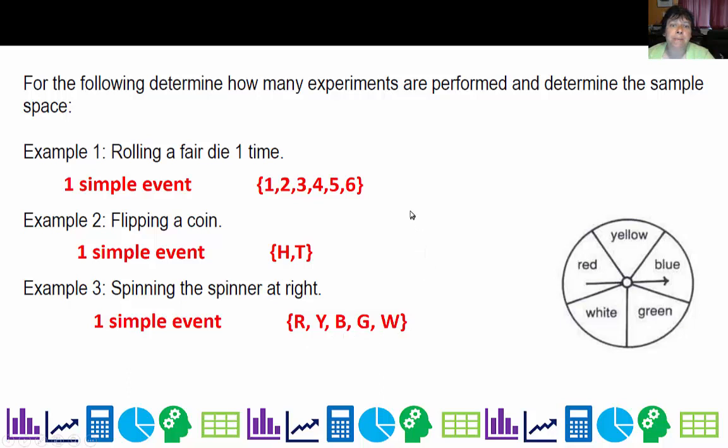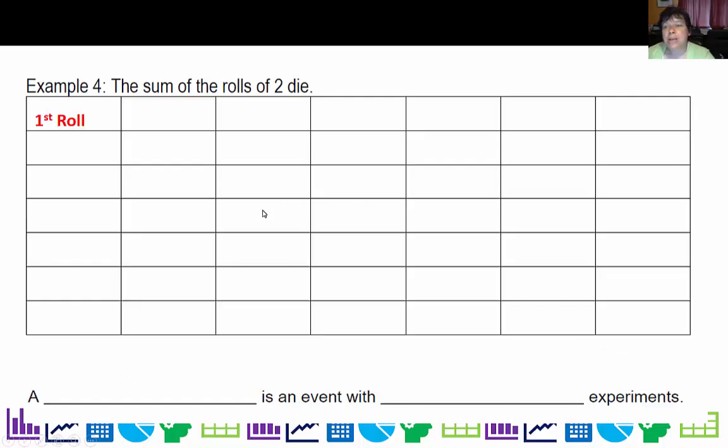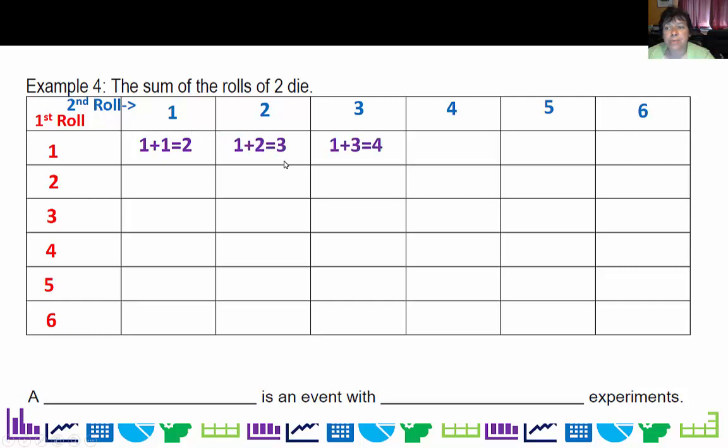Now let's go ahead and look at the sum of the rolls of two die. So on the first roll, I could roll a 1, 2, 3, 4, 5, or 6. And on the second roll, I pretty much had the same options. So when I add them, what do I get? I get 2 when I roll a 1 and a 1, and then a 3. And you can start to see the pattern.